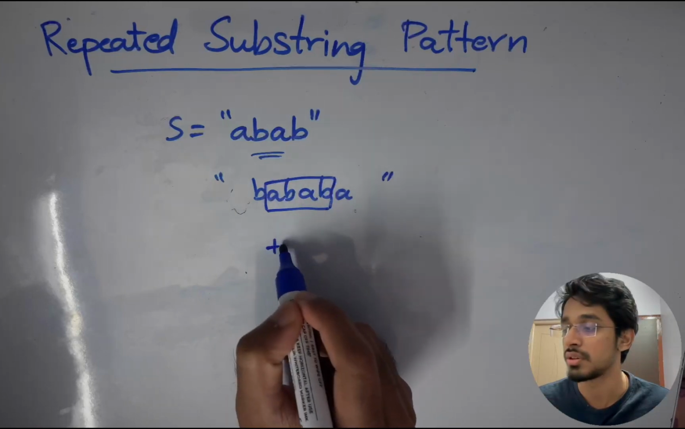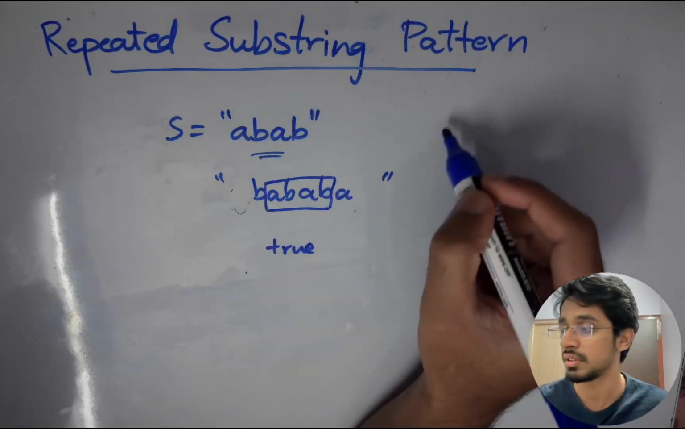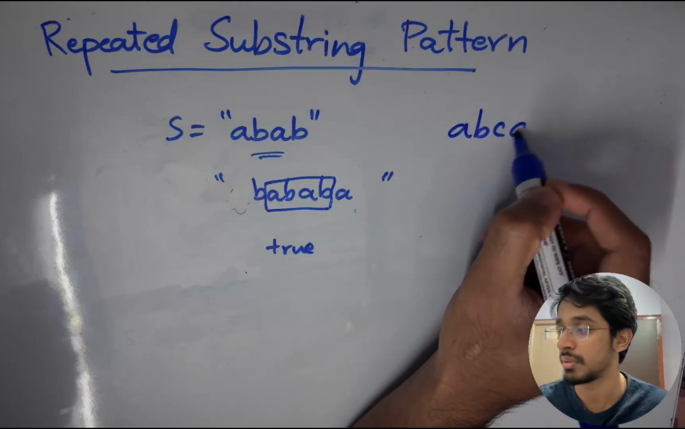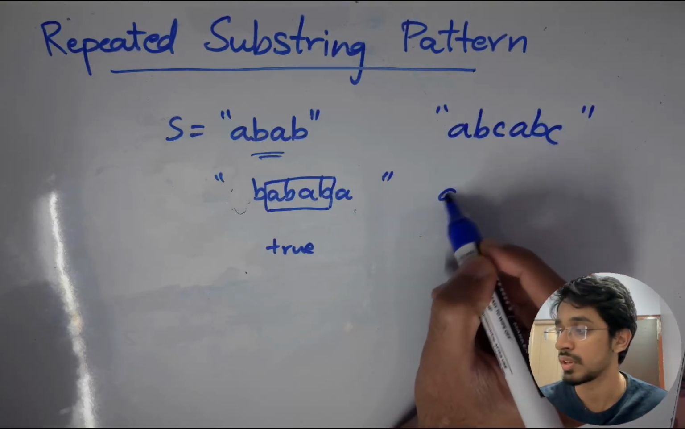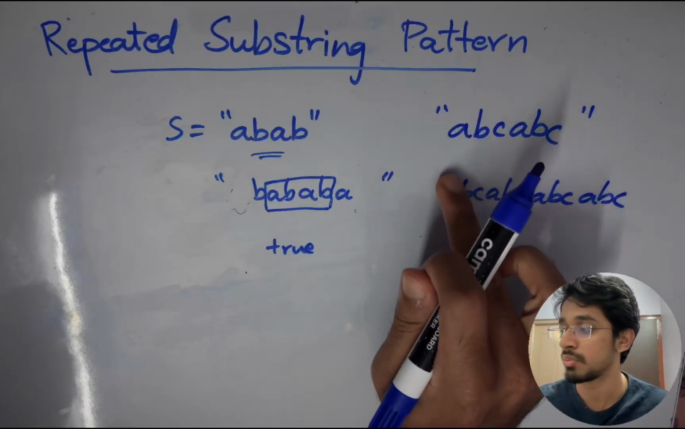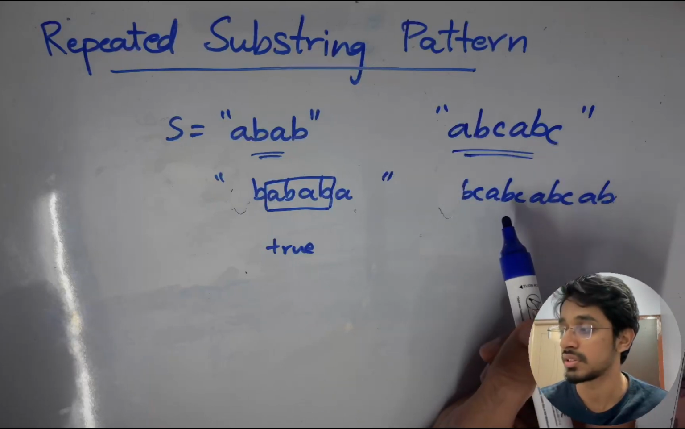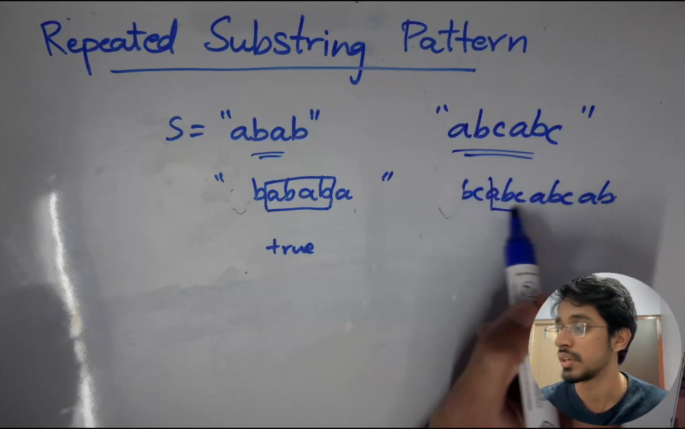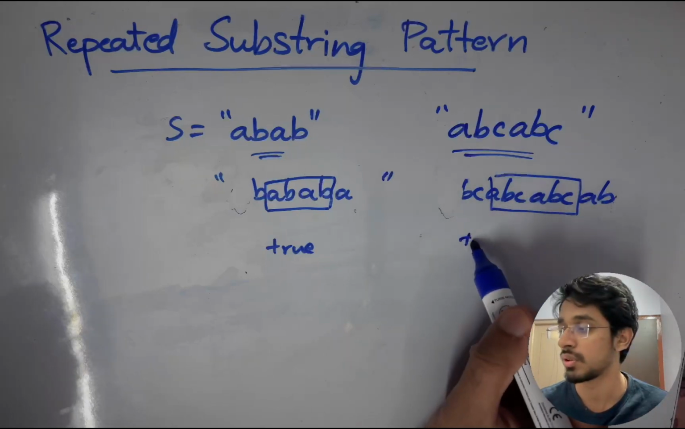So then we return true. Okay, cool, right? Let's see another example like the previous one, ABC, ABC. So now I just create multiple copies of this, ABC, ABC, ABC, ABC, and now I remove the first and the last one. Now I check if this is consisting inside our substring. You see that it does consist, so then we return true.